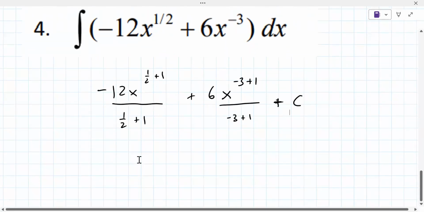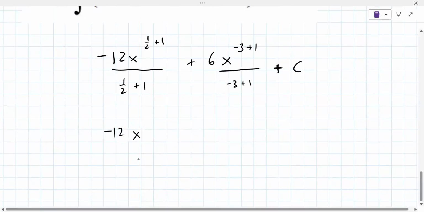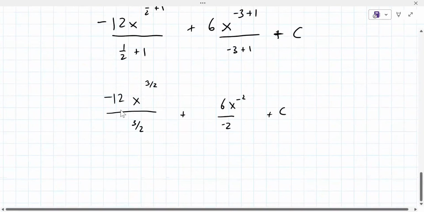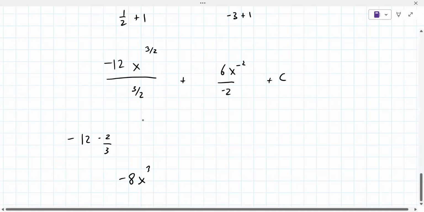Until you do. So this becomes -12x to the 3/2 over 3/2 plus 6x to the -2 over -2 plus c. So then sometimes students are unsure how to proceed from here. Whenever you're dividing by a fraction, you multiply by the reciprocal. So this is really -12 times 2/3, the reciprocal of 3/2. So that's -8x to the 3/2 -3x to the -2 plus c.